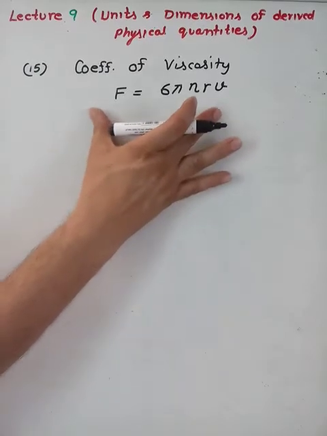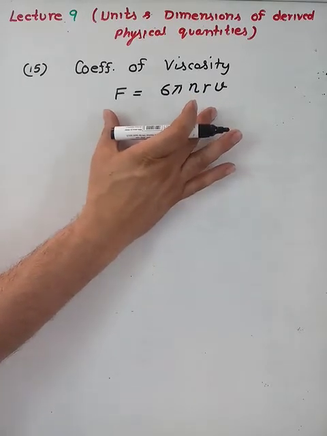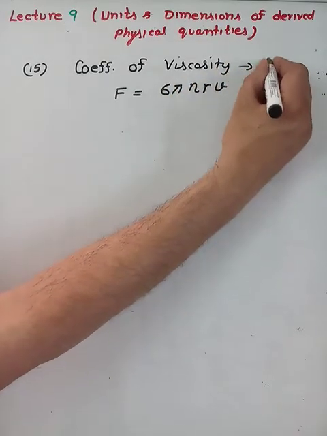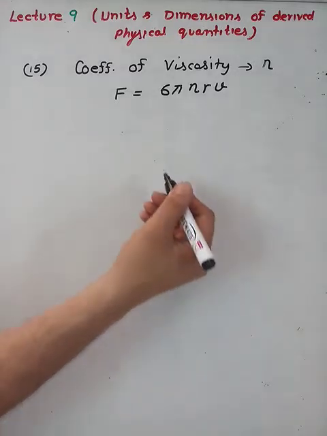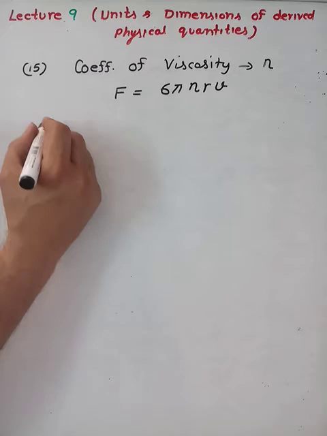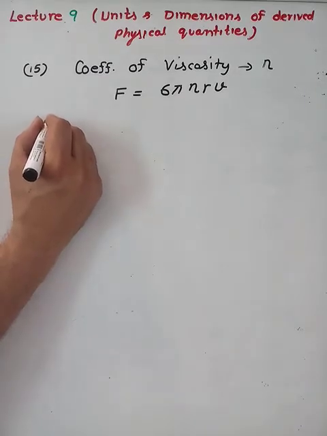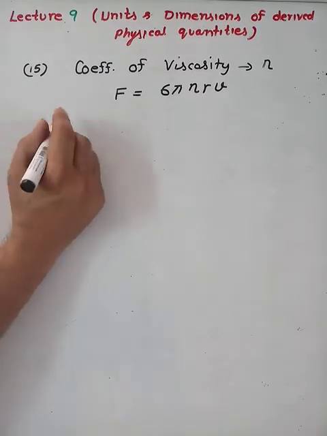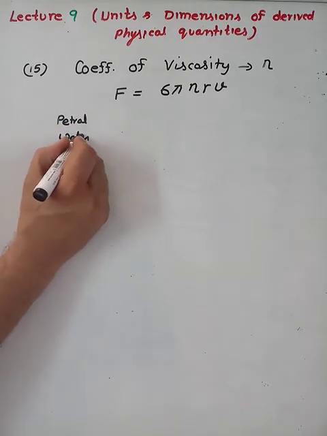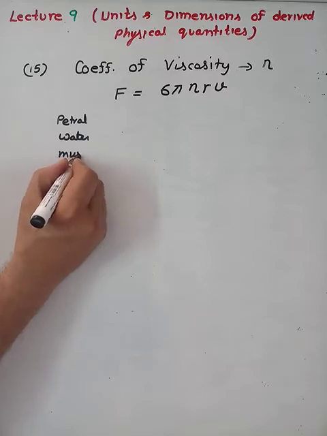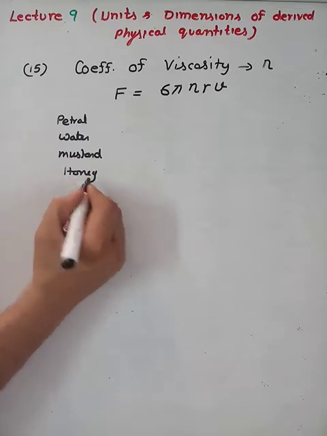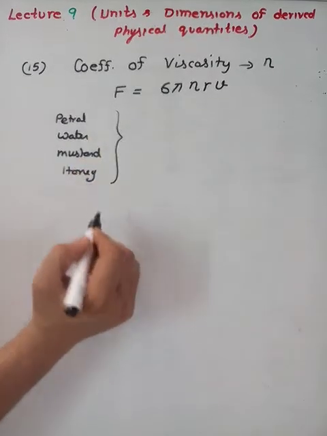Again this is very new for you. This eta is called the coefficient of viscosity. Its value is not fixed, it depends on the nature of liquid. For example, if we consider different liquids, such as petrol, water, say mustard oil, say honey. Suppose we consider these four types of liquid.